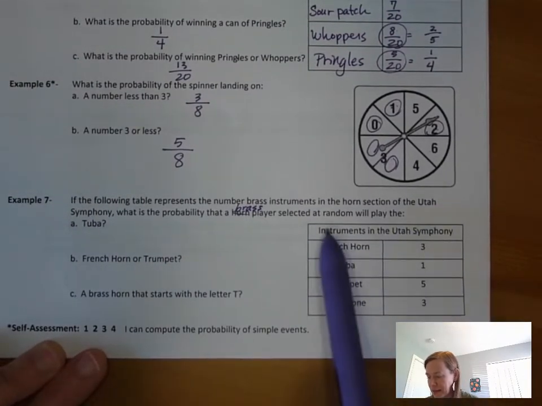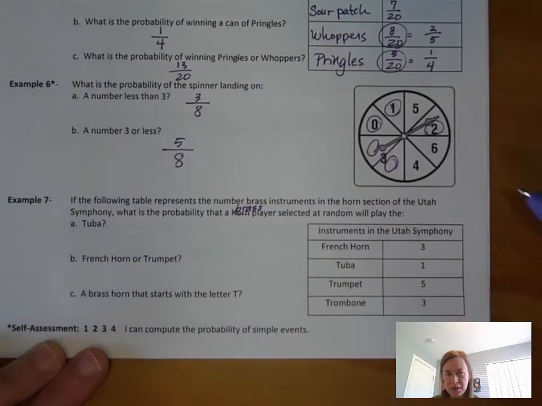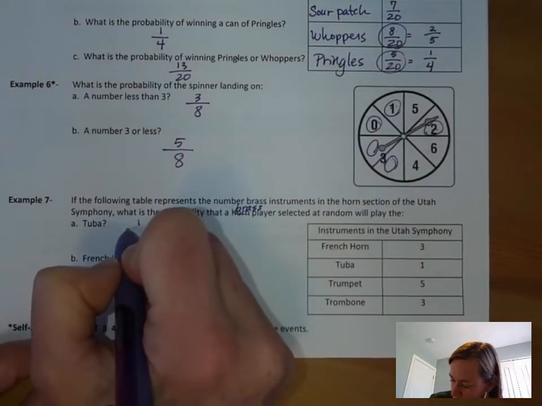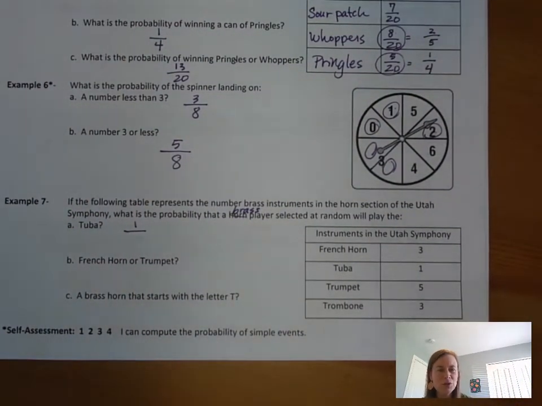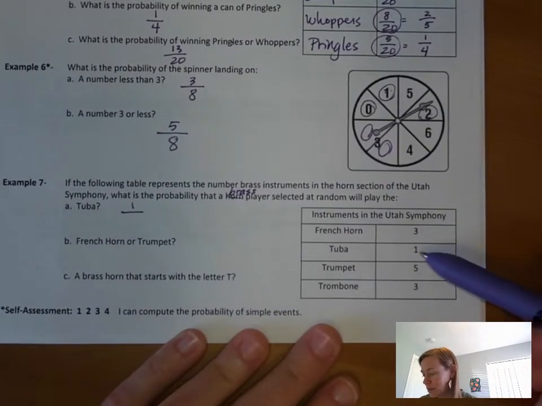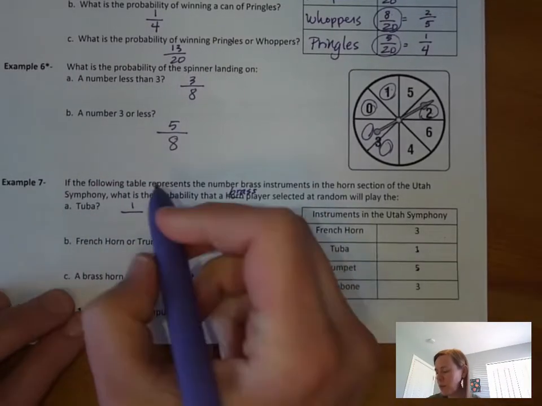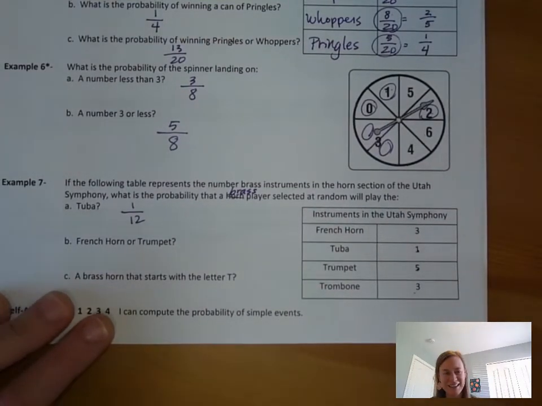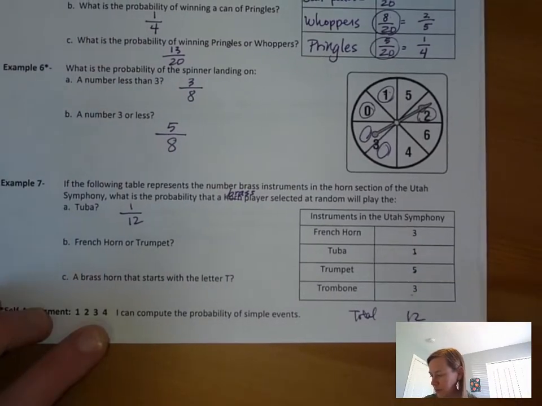So we need to know the likelihood, the probability that the player will play the tuba. Well, how many tubas are there? It looks like there's only one, right? So our top number is going to be a 1. Now, what number is going to go on bottom? We don't know yet because we don't know the total number of possible outcomes. So let's add them up. You're going to have 3 plus 1 equals 4, plus 5 equals 9, plus 3 equals 12. Let me add them up again just to make sure I didn't mess that up. 6 plus 6, 12. Okay, yes. So you're going to have 1 out of 12 because all of these total to be 12.